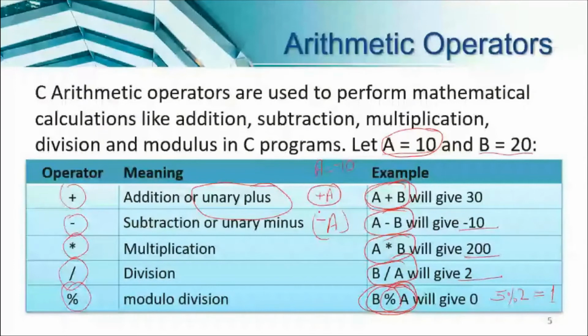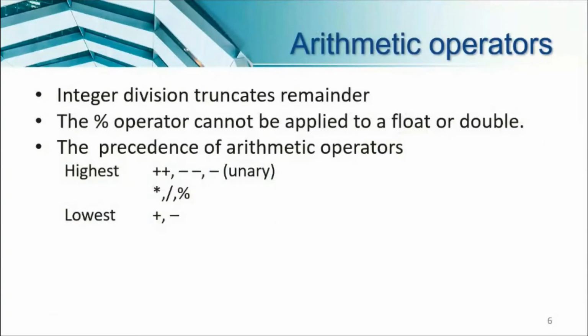Unary plus doesn't have any effect on the operand, but the unary minus changes its sign. If it has a minus sign, it is converted into a positive number. And if it is a positive integer, then if you put a unary minus in front of it, it will be converted to a negative value. So that is how the unary plus as well as unary minus works. So that is the arithmetic operators.